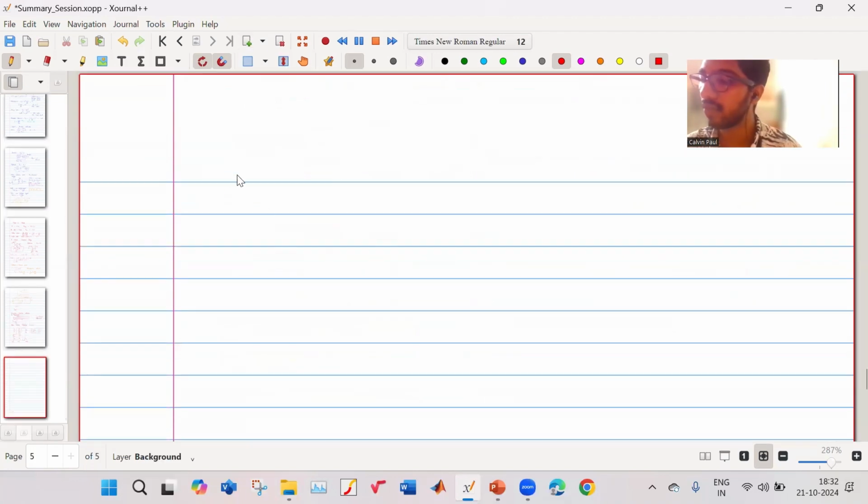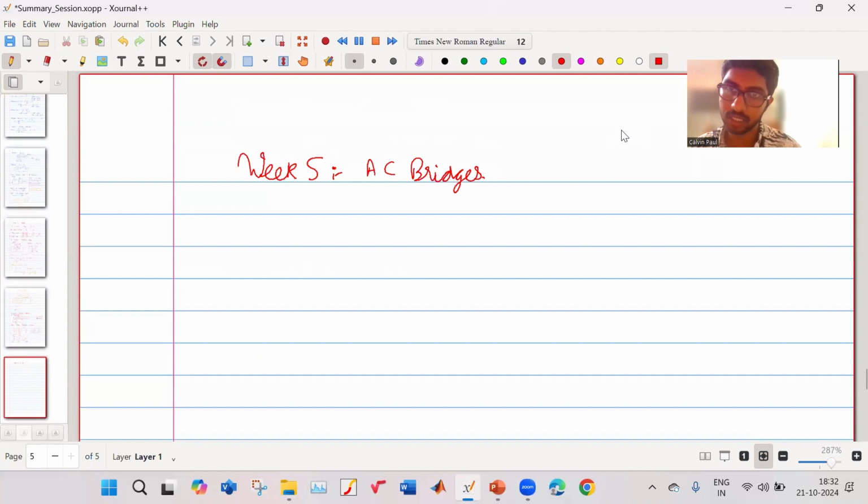Next is week five. Here, sir taught about AC bridges. Another important concept which sir follows is that he doesn't force you to mug up or remember the things. In the examination he will accordingly give you questions. He wants you to look at the circuit, understand what concept has to be applied in that circuit, and then you can derive or find a condition.